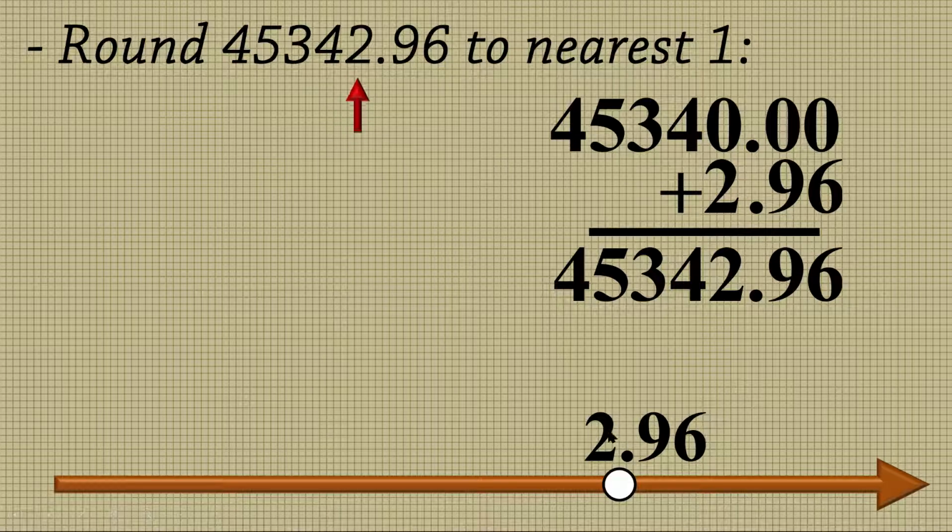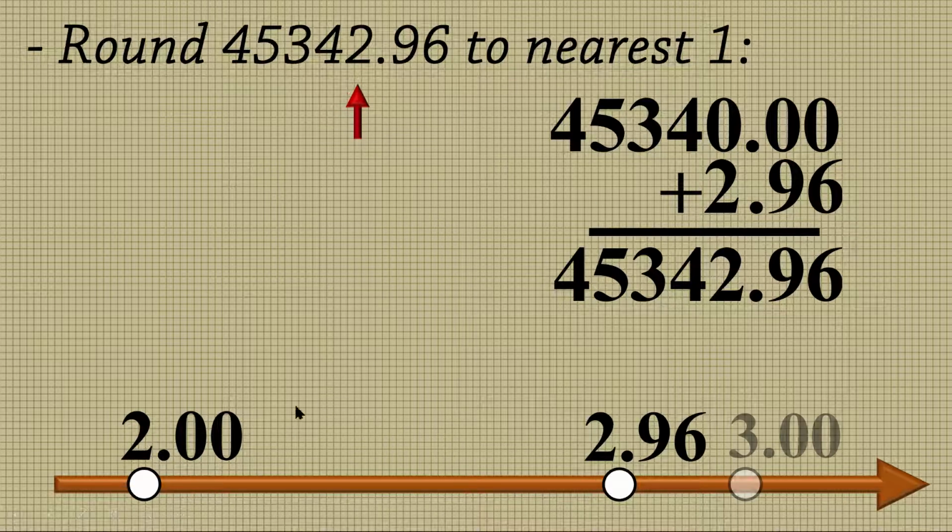2.96 has 2 as the digit occupying the number place of ones and 96 as extra part. So I will remove 96 and I will get the previous gas station as 2. If I add 1, because I'm looking for nearest 1, to 2, I get the next gas station as 3. 2.96 is closer to 3, so it's rounded up.